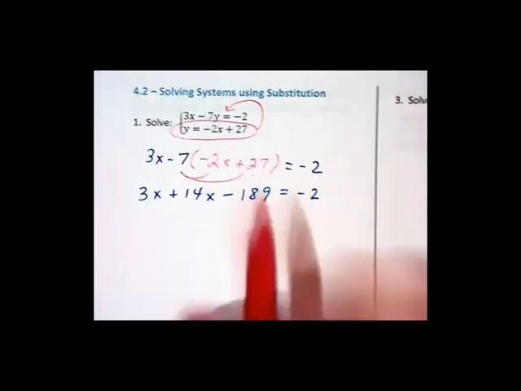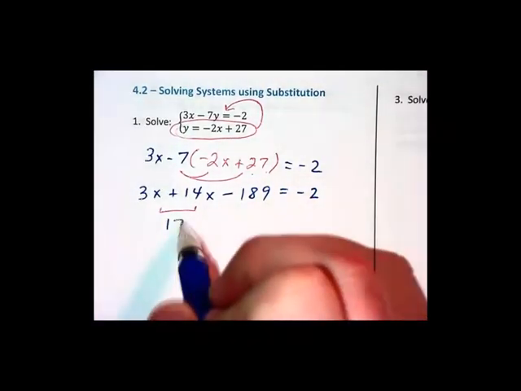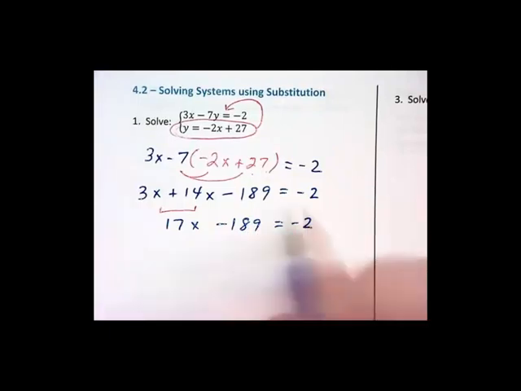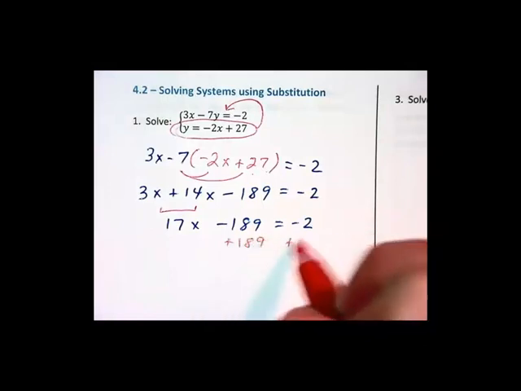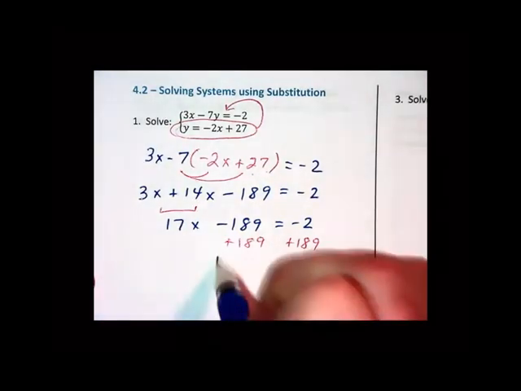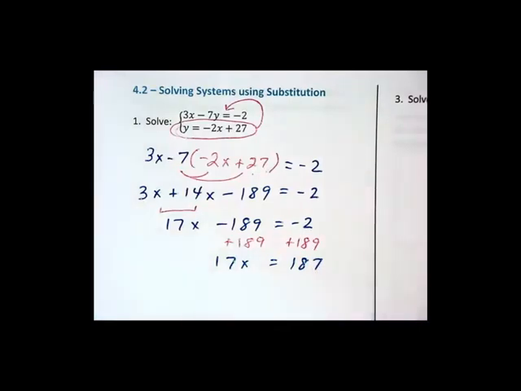We're then going to combine like terms. 3x plus 14x makes 17x minus 189 is equal to negative 2. And then we're going to add 189 to each side of the equation, and that's going to give us 17x equals 187. We notice that we can divide each side by 17, and it turns out that that goes in evenly 11 times. So x is going to equal 11.